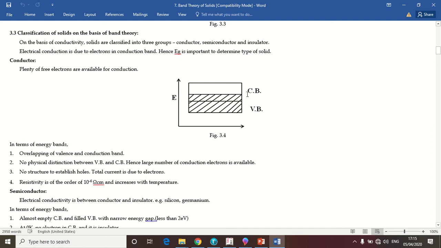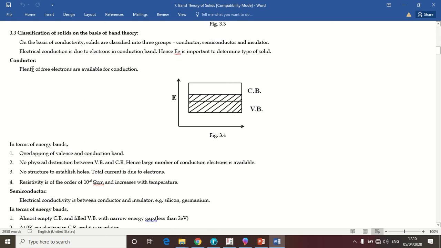So based on this band theory, solids are classified into three groups: conductors, semiconductors and insulators. We know that electric conduction is due to electrons in conduction band, and therefore this band gap energy plays an important role in conductivity of solids. It is also important to determine the type of solid. So first type is conductor.